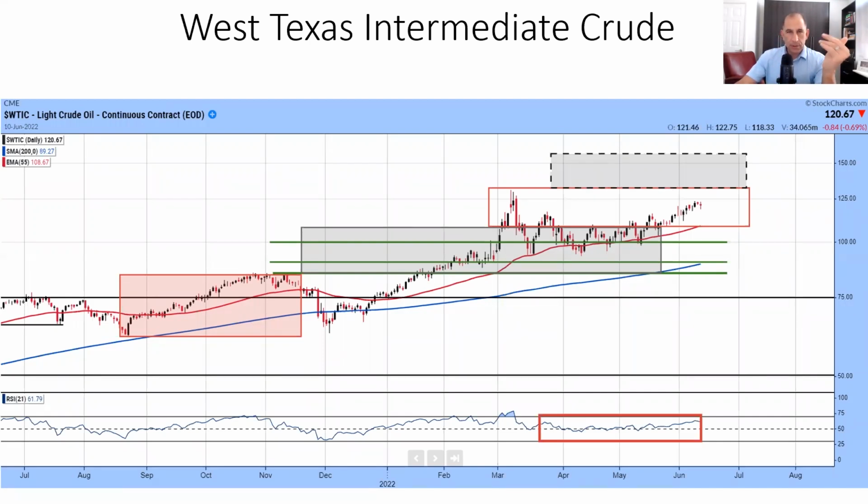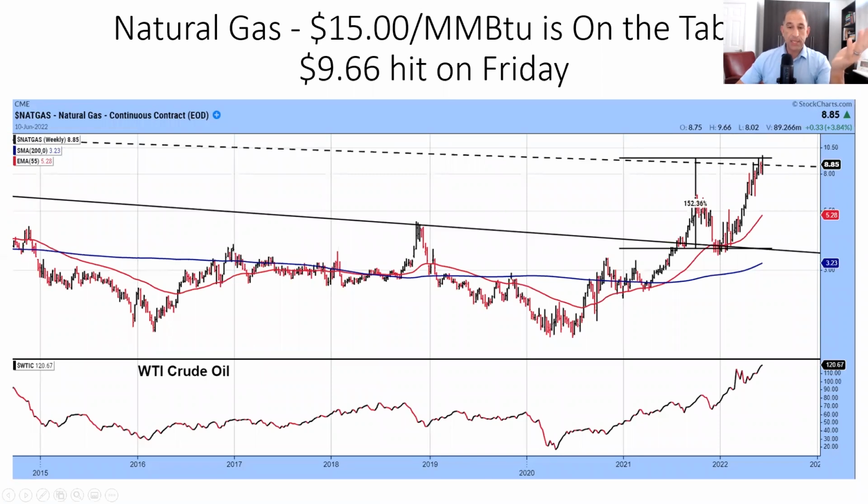There's no doubt there's some demand destruction, but not much, really. I think people are up and out and traveling. You're not seeing that big demand that we thought was going to come from China right away, but you're not seeing demand destruction. So oil and natural gas are leveling out here. These charts show you where natural gas has been, where it's going, where it hit on Friday at 9.66. That's pretty amazing. We haven't seen those highs in a long time, and a target of 15 is on the table.